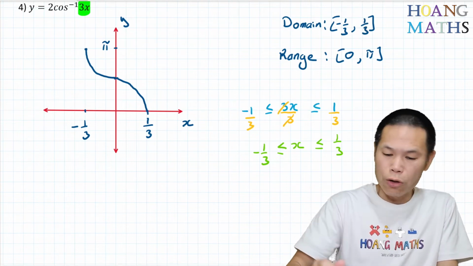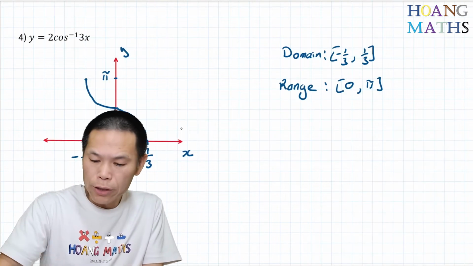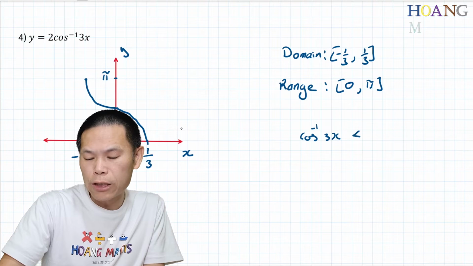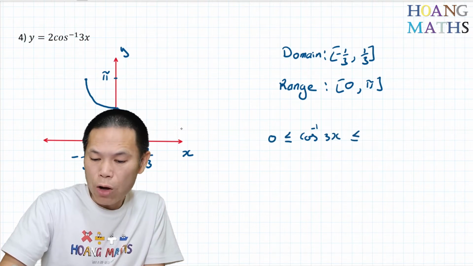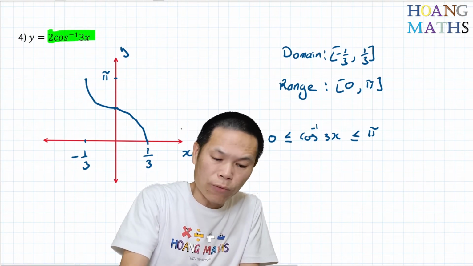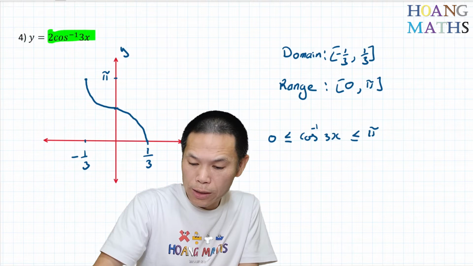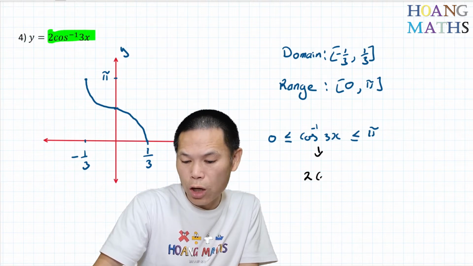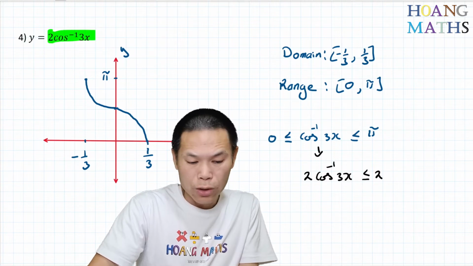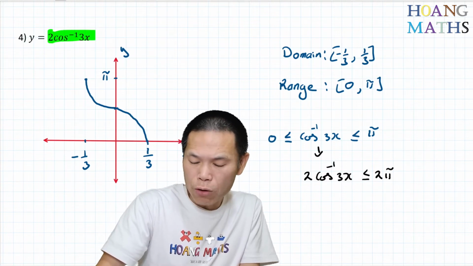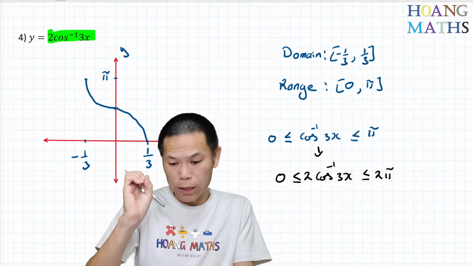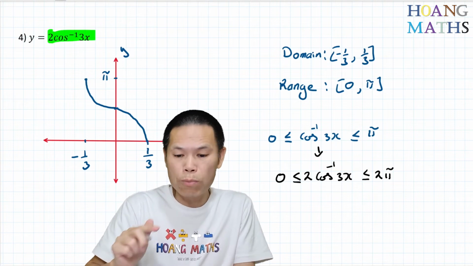And now to work out the range. We know that cos inverse of 3x is between 0 and pi. And this time we times by 2, so 2 lots of that. So 2 cos inverse of 3x. Therefore, this must be 2 pi, and 0 times 2 still gives me 0. So the range of this function is between 0 and 2 pi.